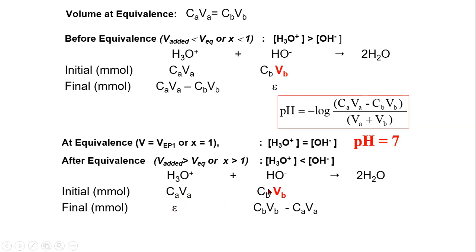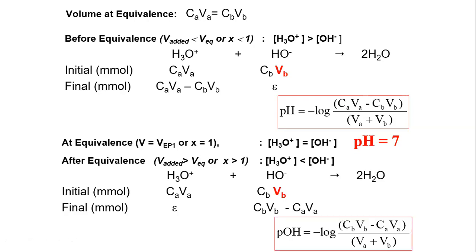What I am left with in solution is only OH minus, with the number of moles in my solution being CBVB minus CAVA. What's the pH? Well, I get the pOH first, and of course you all know how to get pH from there. The pOH is the minus log of the OH minus concentration. What's the OH minus concentration? Well, it's the number of moles divided by the total volume. Don't forget to divide by the total volume, guys. A lot of you tend to forget the total volume.